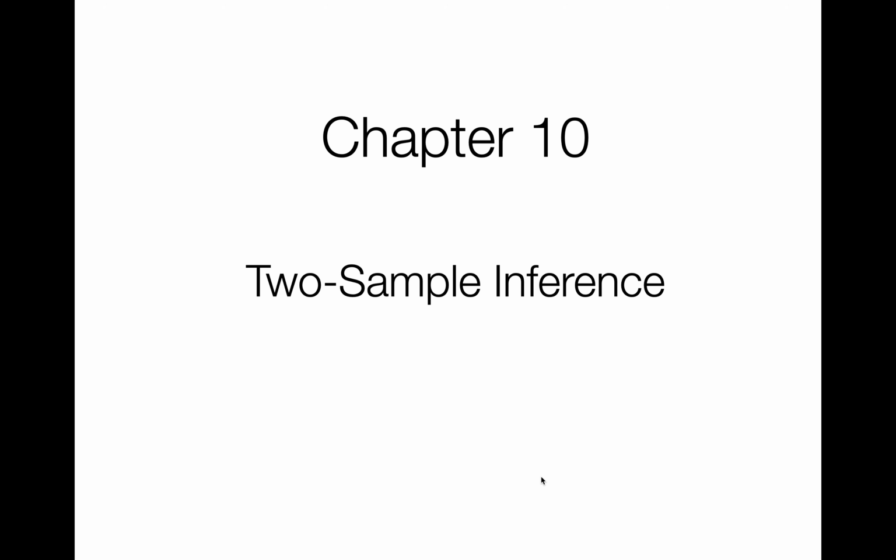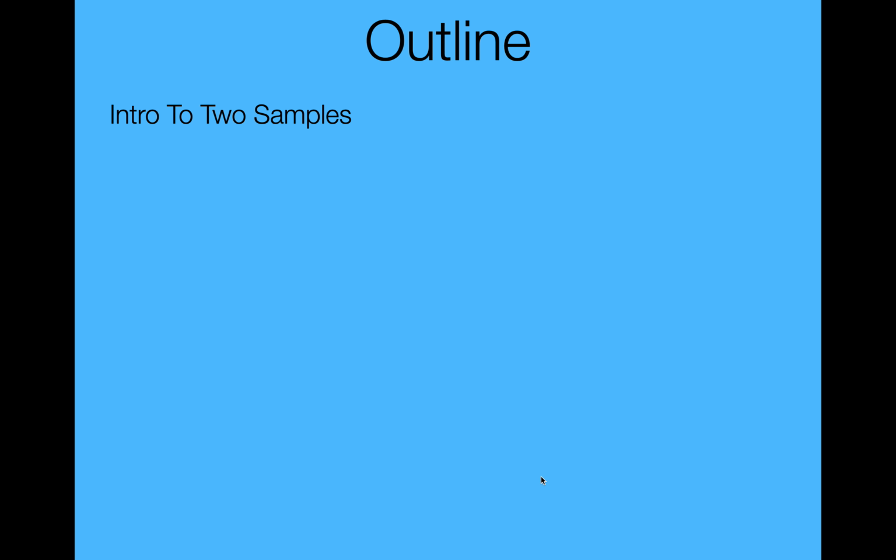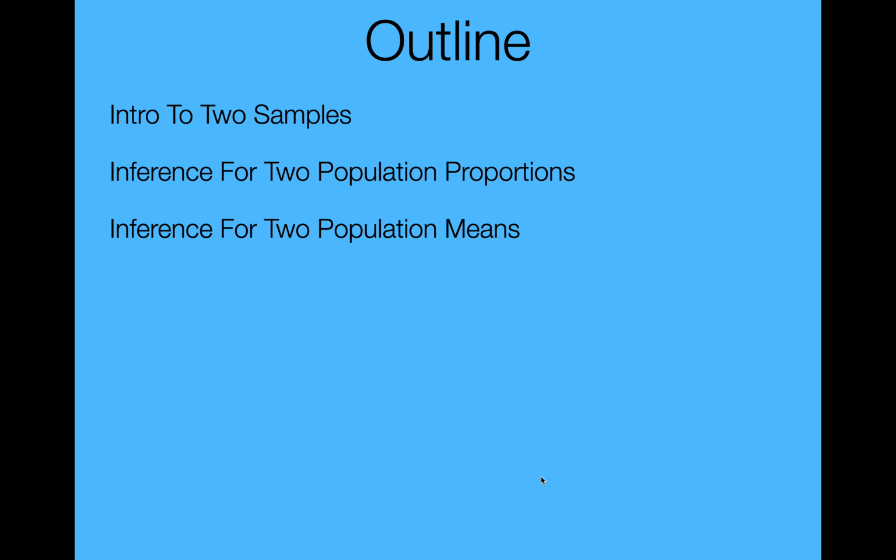Hello everyone. In this video we're going to begin chapter 10, which is about two-sample inference. To start off the chapter we'll talk about an intro to two samples and how it will differ from our inference of one sample that we had in the last two chapters. Then we'll talk very briefly about inference for two population proportions. And then what we'll spend a substantial amount of time on is inference for two population means.